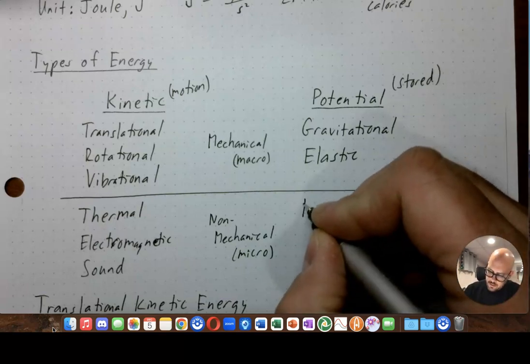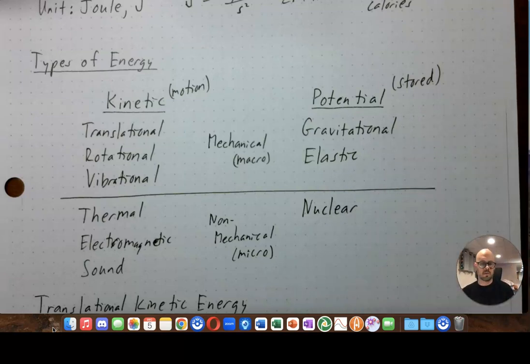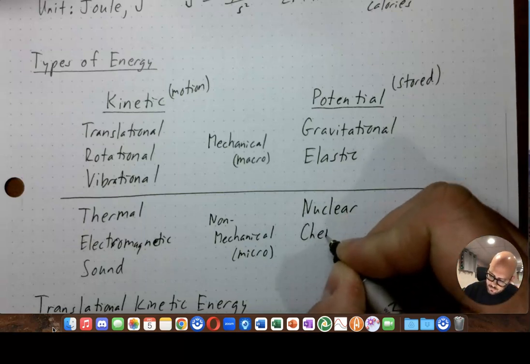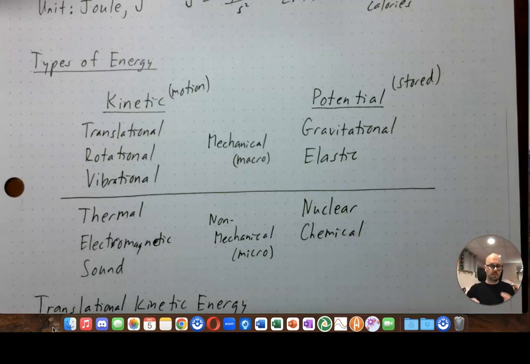Non-mechanical types of potential energy would be nuclear. This is the protons and neutrons in a nucleus storing energy with one another that can then be released. You're thinking nuclear reactors or bombs. Chemical is a type of potential energy. Every chemical bond between two atoms stores a specific amount of energy, depending on the elements and how many bonds there are between those elements. And that can be released also in a chemical reaction.